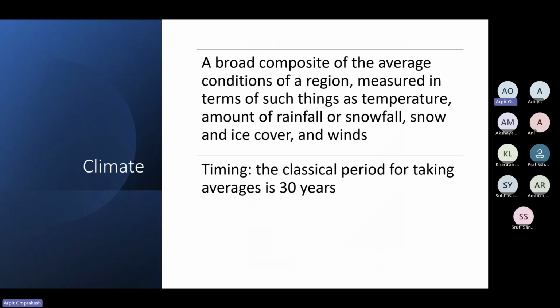Right. So before we learn about climate change, what is climate? So climate is a broad composite of the average conditions of a region, measured in terms of things such as temperature, amount of rainfall, amount of snowfall, snow and ice cover, and winds. So all the climatic variables of a region measured and basically taken an average across a long period of time, for example, 30 years, let's say. So the classical period for taking this average is 30 years. So this is called the climate.